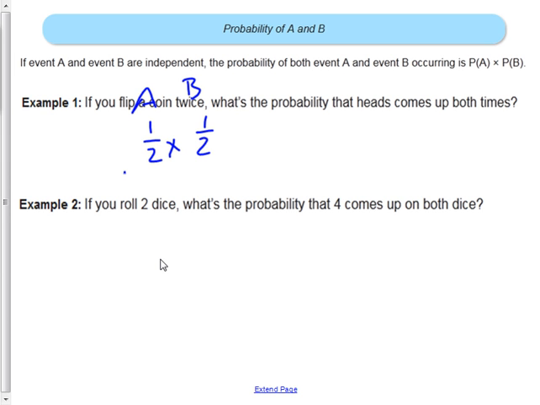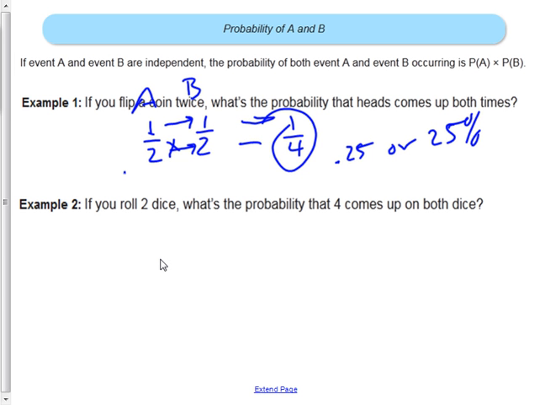So you have to figure out the probability of event A, the first event happening. Okay, and now we multiply 1/2 times 1/2, and we're going to get 1/4. Because remember, we multiply straight across, so we get 1 times 1 and 2 times 2. So we should get heads 2 times in a row, 1 out of 4 times, or 1/4 of the time. We could also say that this is 0.25 or 25%, okay? Because we can list everything as a fraction, decimal, or a percent.